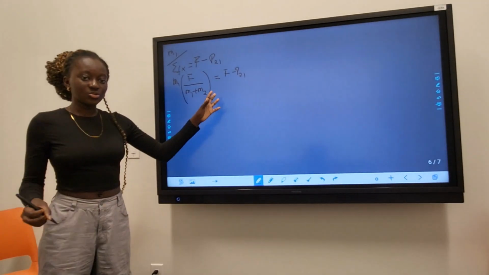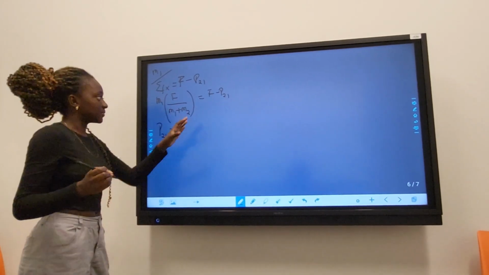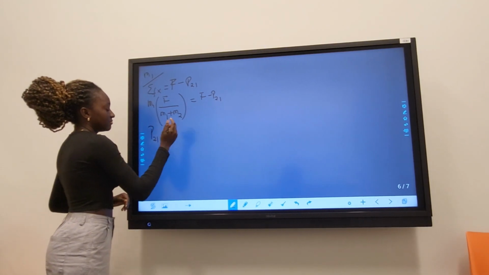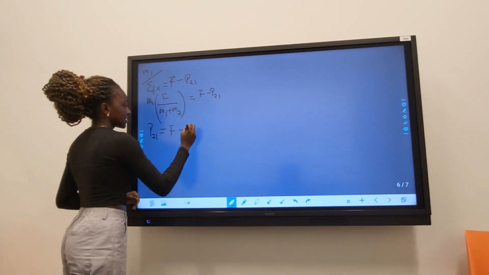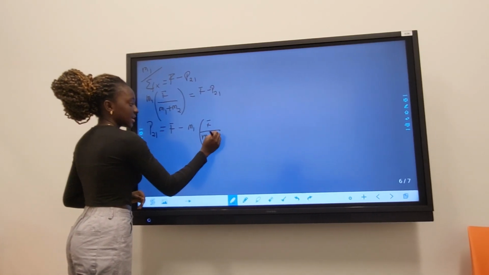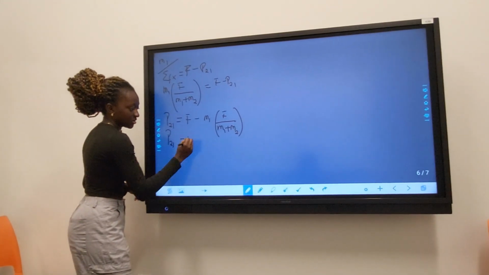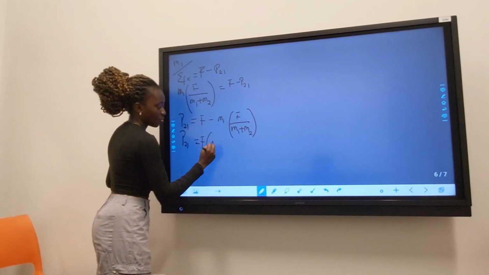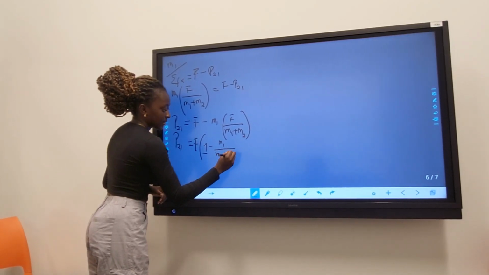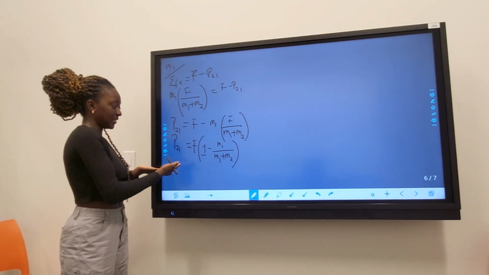Now we make P21 the subject, the contact force, because that is what we are finding here. So to make P21 the subject, we have F minus m1 times F over m1 plus m2. Now we take F out, so F times 1 minus m1 over m1 plus m2. So this is what we have for P21.